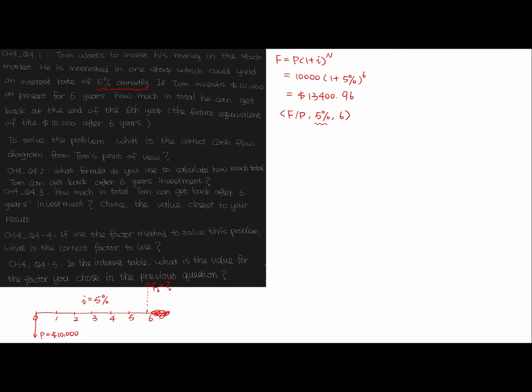And the value of the factor, you have to check your interest table. You want to find the table of 5% first, and then find the header of F/P, and locate the row of N equals 6. Then you are going to find that factor, which is 1.3401.